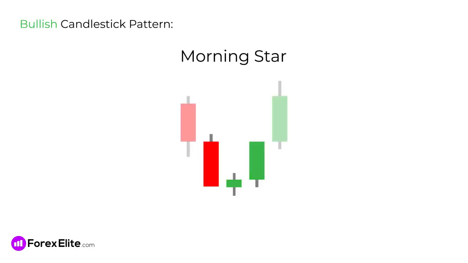Morning star. The morning star pattern is a bullish candlestick pattern. It consists of 3 candlesticks. The first is a large bearish red candlestick, followed by a candlestick with a small body, followed by a large bullish green candlestick. These 3 candlesticks are known as the morning star pattern: large red, small middle, large green.